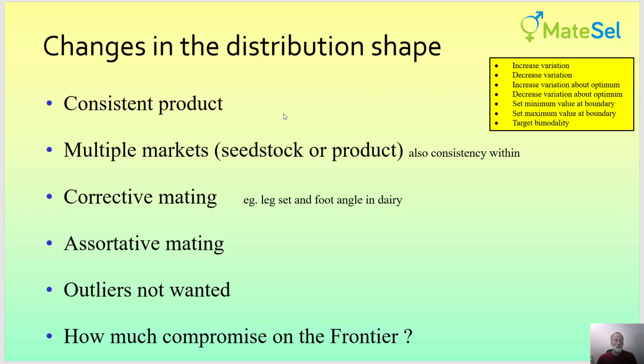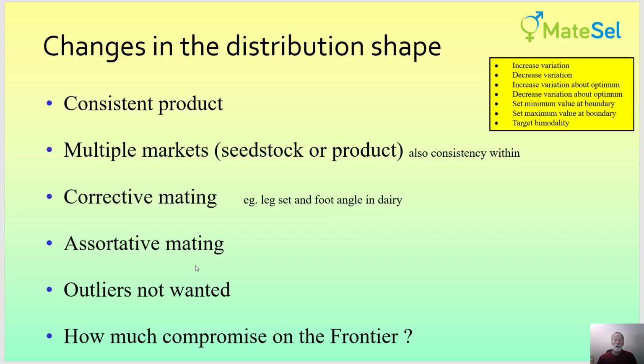And we've got to be careful to take account of the fact that environmental deviations and other factors will, of course, impact on the outcome. But you can manage these things to the best you can in MateCell as far as predicted genetic changes are concerned, which has some handle on the problem. Multiple markets, you might be targeting multiple seed stock or multiple product markets and looking for consistency within each of those. And you could use the target bimodality tool for that. But if you want to do this across traits, then you should look at multiple end uses in the manual. You might be wanting to do corrective mating, for example, for type traits such as foot angle in dairy cattle.